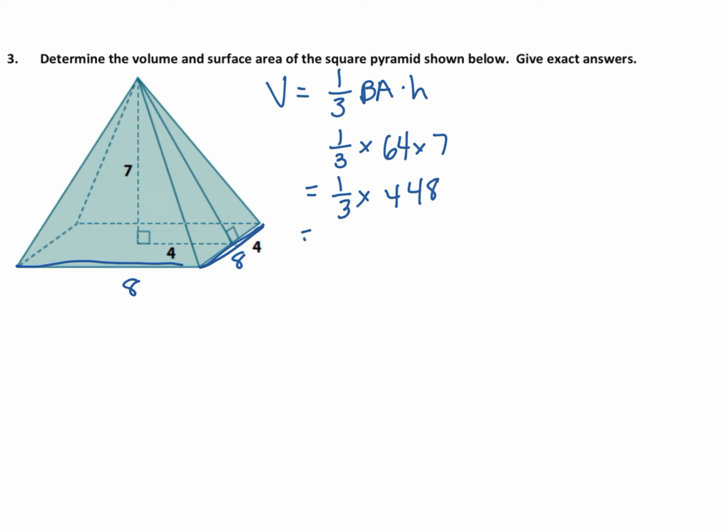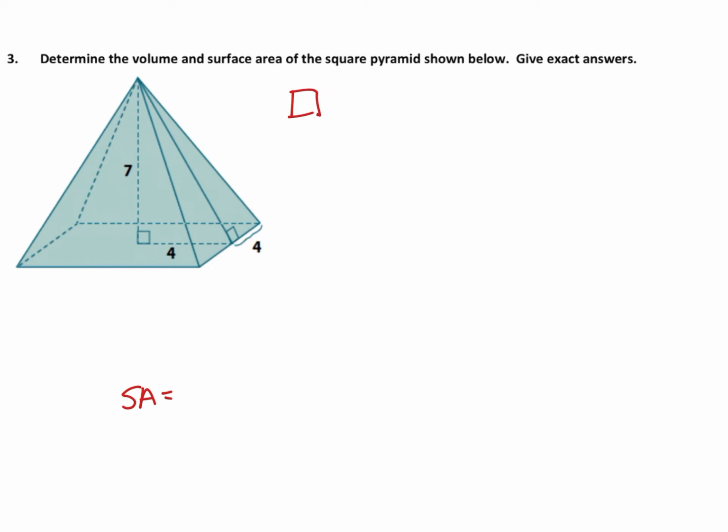So to give an exact answer, we would want 448 over 3, because we don't want to turn it into a decimal. And this is in units cubed. To find the surface area, we are going to need the area of all triangles and the square on the bottom.